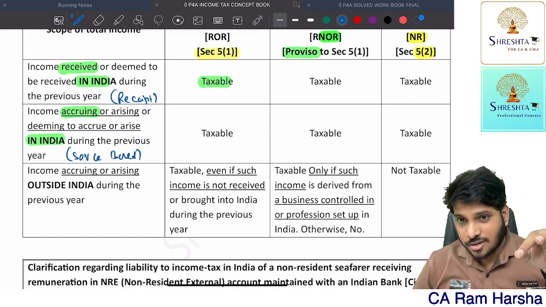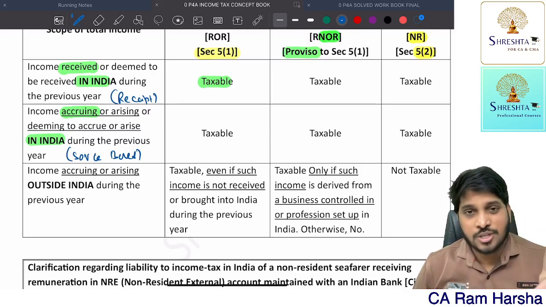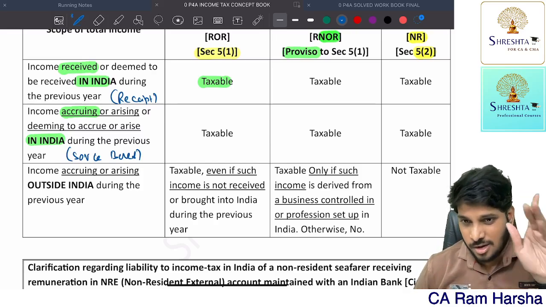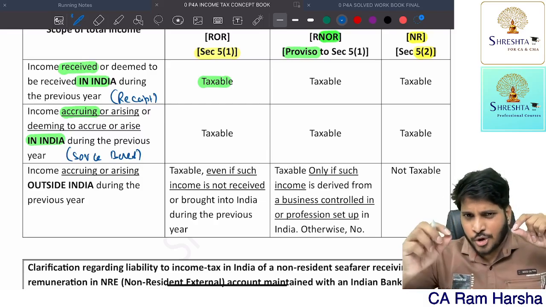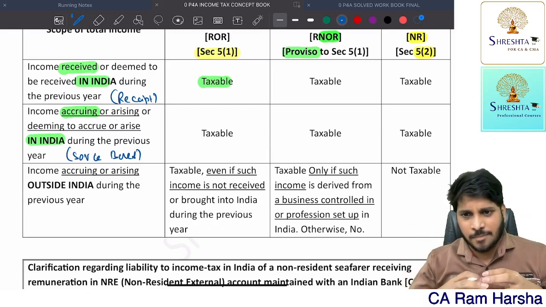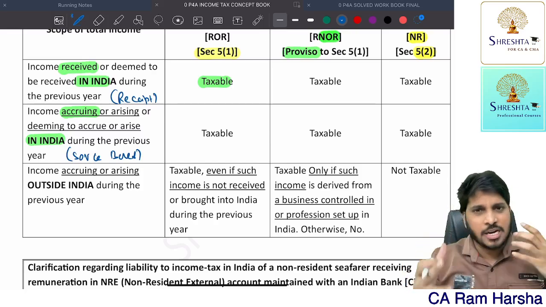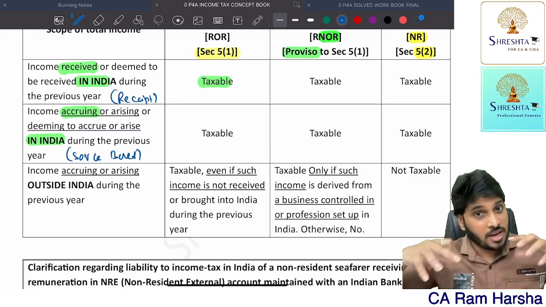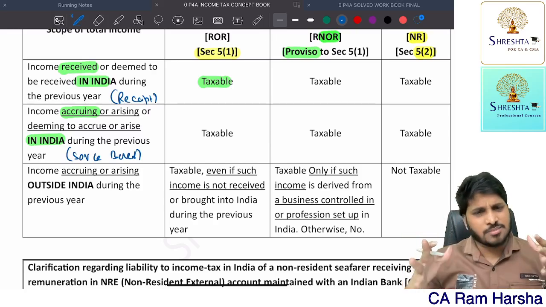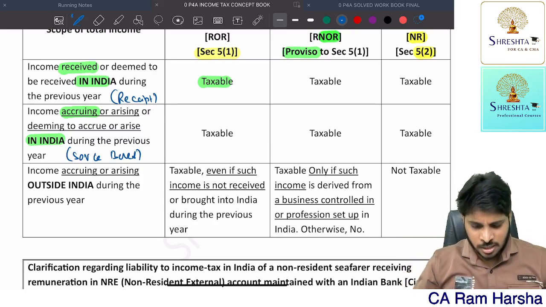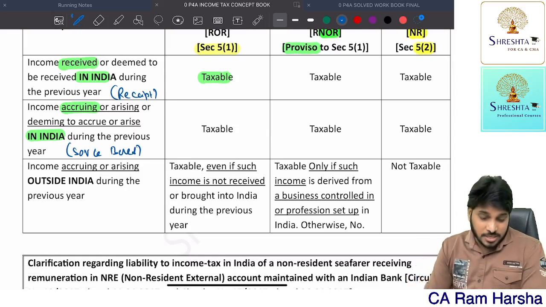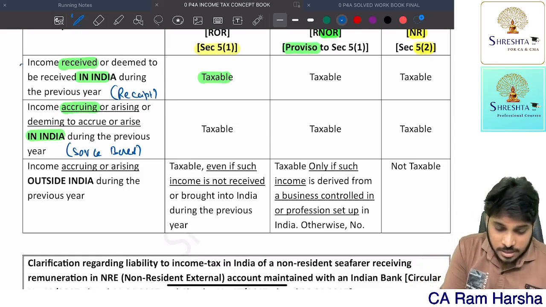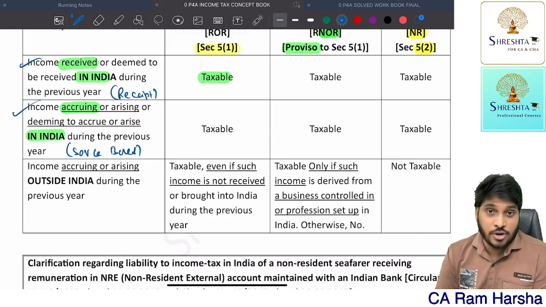If you are a repeater and think that you already know this provision, don't skip it. Listen from the beginning if you skipped and came here, because I am going to talk in a very different way. I'll be explaining why we are learning everything. Many try to mug up income tax, but it is very logical. So income received in India is taxable, income accrued in India is taxable.